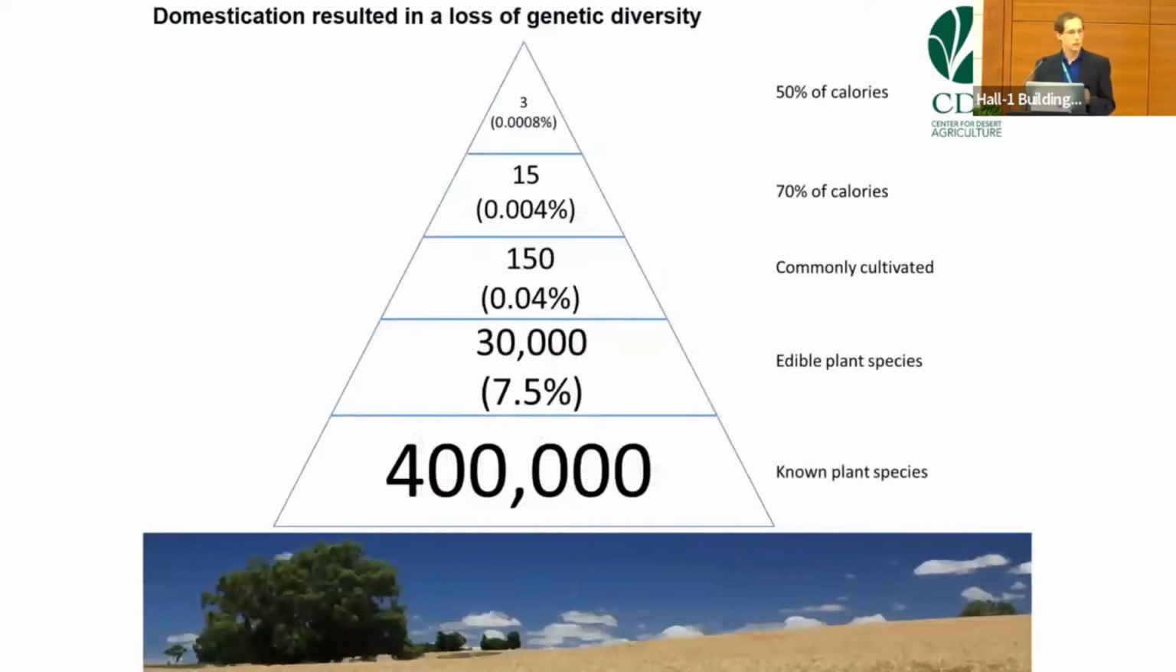Now, if you look at this in more detail, there are about 30,000 edible plant species out there, but only a very small fraction of this is used in modern agriculture today. So we have left behind a huge genetic diversity that we don't use in agriculture. If you look at the top of this pyramid, you see that only 3 species, rice, wheat, and maize, account for 50% of the calories that we consume.